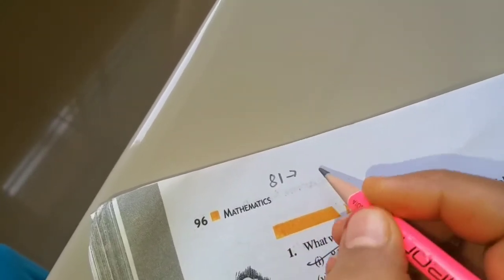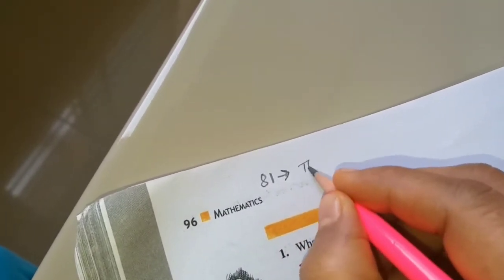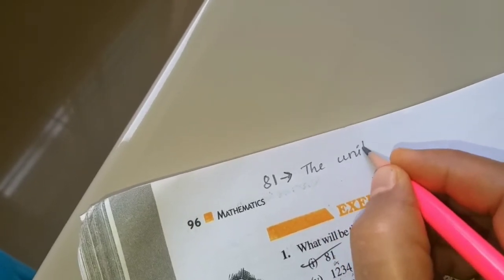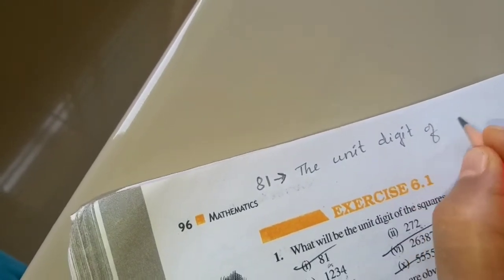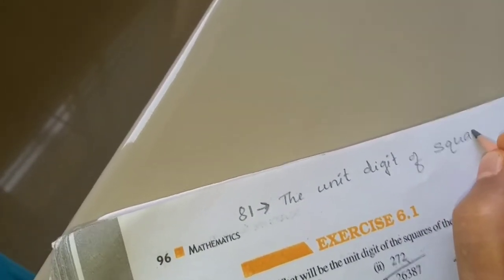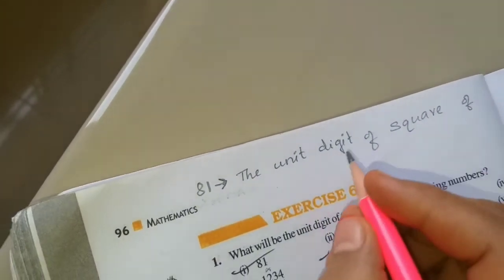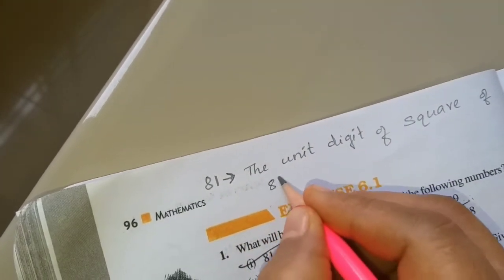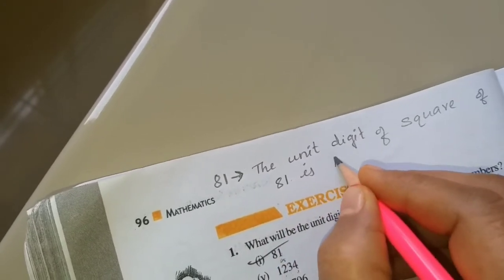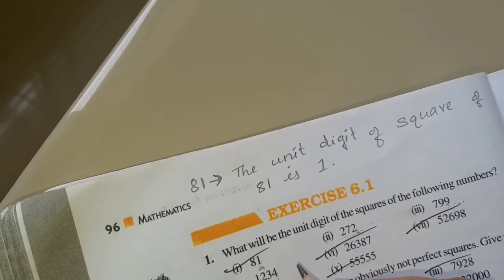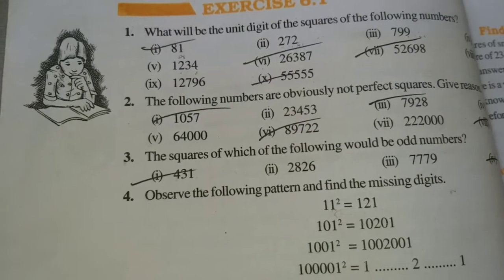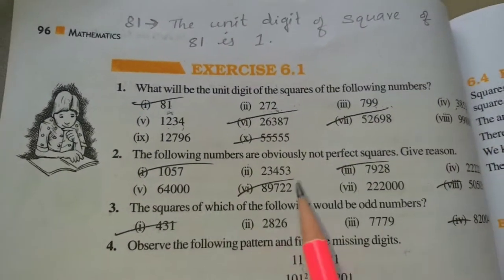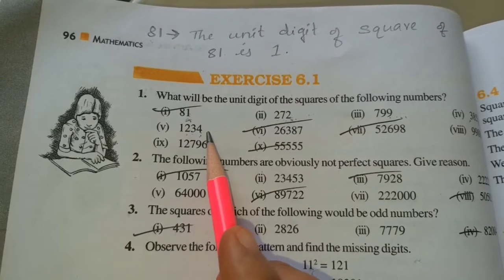One I'll write here first. 81. The unit digit of square of 81 is 1. That much. Like this I have to make a sentence and write down. For all, the first question you will do the remaining all. I told you answers up to 5: 1, 2, 3, 4.